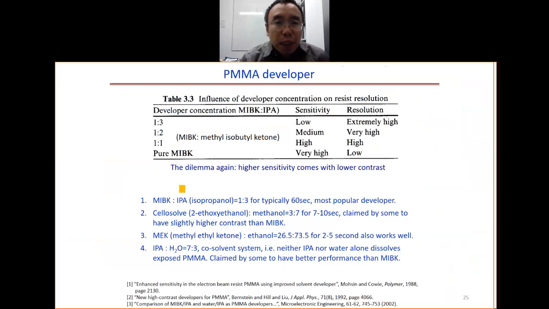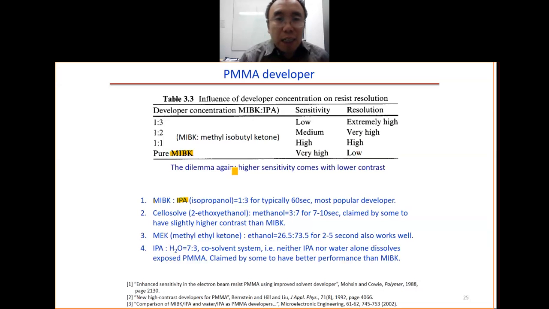So this is the developer MIBK. Normally people use MIBK as the developer for the PMMA. This is methyl isobutyl ketone, and it can be diluted by isopropanol, IPA. When you have 1 to 3 dilution, so this is 3 IPA, 1 MIBK, you get low sensitivity, high resolution. With lower dilution, you get higher sensitivity and lower resolution. And when you use pure MIBK, you get very high sensitivity, but low resolution.